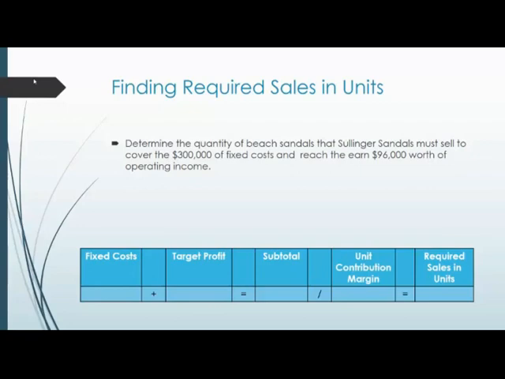Well, Sullinger's fixed costs are $300,000. Their target profit or operating income in this case is $96,000, which means they're going to have to come up with $396,000 worth of contribution margin in order to pay those $300,000 of fixed costs and still have $96,000 left over. Well, if we divide that $396,000 we need by our unit contribution margin, which we just determined was $12, that means that we're going to have to sell 33,000 pairs of sandals in order to make enough money to cover our fixed costs and have the level of operating income that we desire.